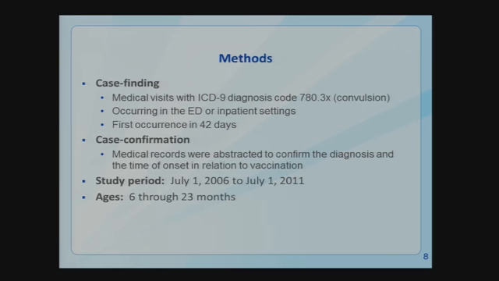So we then confirmed cases by reviewing medical records to confirm the diagnosis of febrile seizure and the time of onset. We focused on the study period of 2006 through 2011. And we focused on ages 6 through 23 months because they're the highest risk for febrile seizure at baseline, and those are also ages at which vaccines are in the recommended schedule.